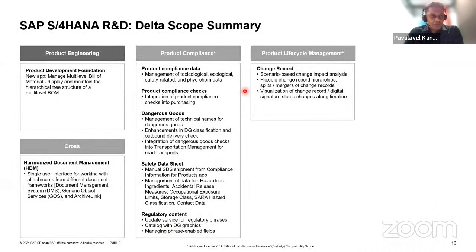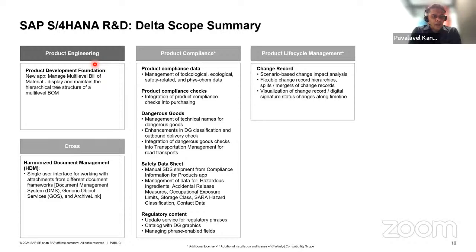So what is the Delta Scope summary? As I mentioned before, the Delta Scope summary is available in product engineering. In product engineering, we have a new app, Manage Multi-Level Bill of Material. This application helps you to manage your multi-level BOMs. For example, if you have a final finished product and below that you have multiple semi-finished products which are manufactured within your own organization in multiple BOMs, that can be viewed in a single view using this Manage Multi-Level Bill of Material app.